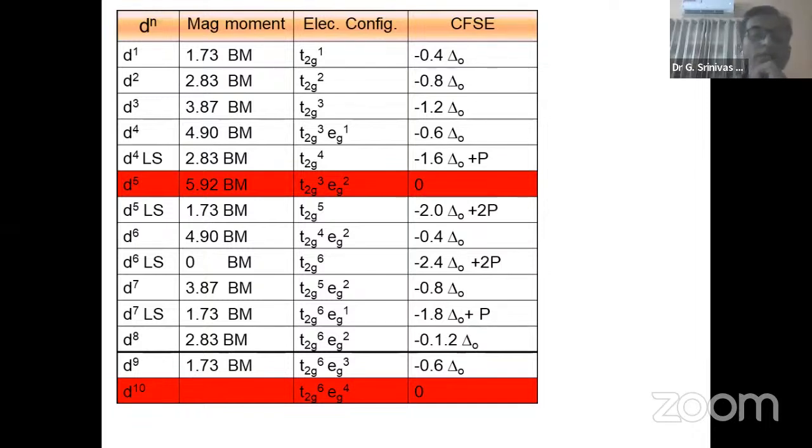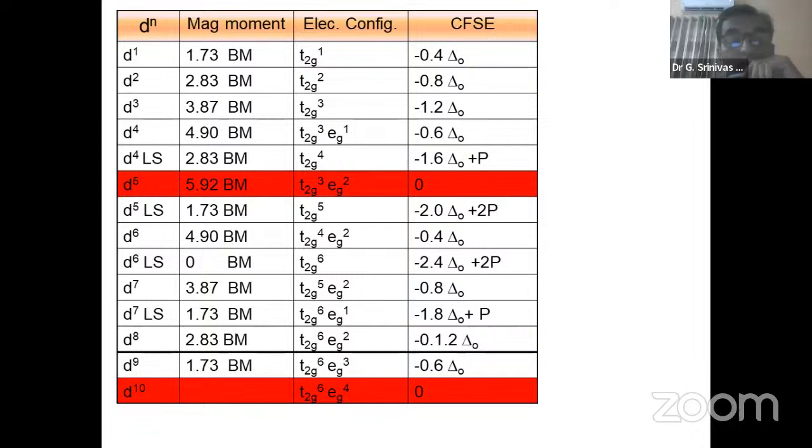Okay. So yesterday we were discussing the CFSE for the different d electronic configurations in low spin complexes and high spin complexes. You can observe that in low spin complexes, the CFSE values are higher. Crystal field stabilization energy is higher. In case of d4, it is minus 1.6 delta O plus P. That is the d4 low spin complex. And for the d5 low spin complex, it is minus 2.0 delta O. That is, the t2g orbitals' energy is reduced by 2.0 delta O.